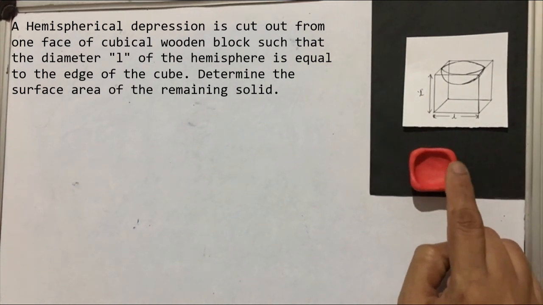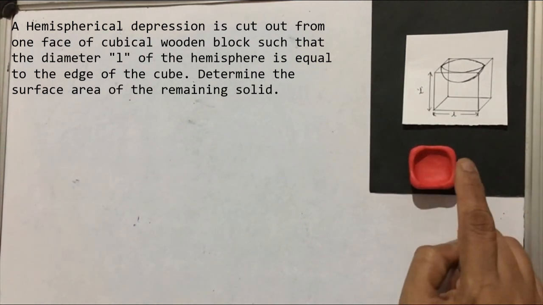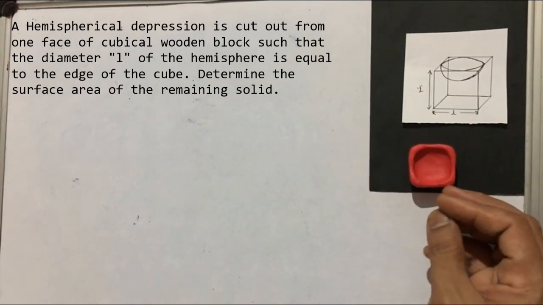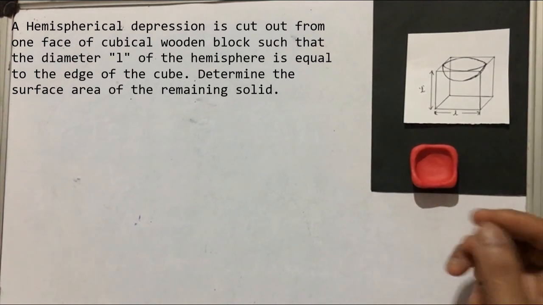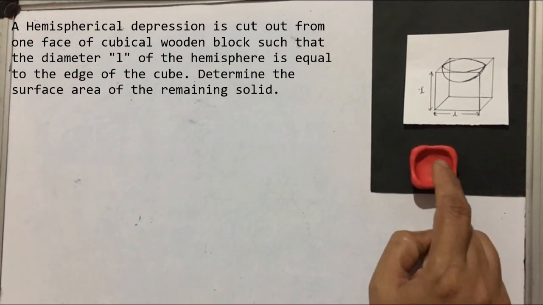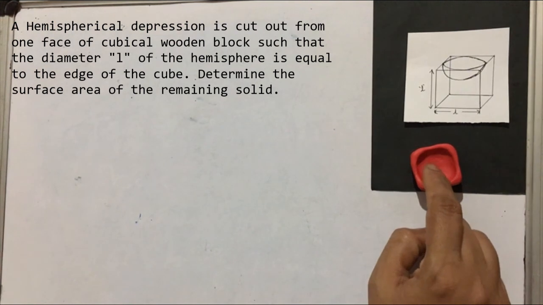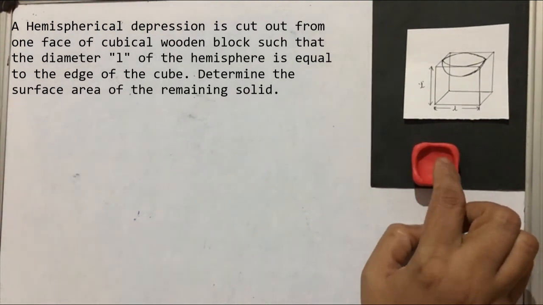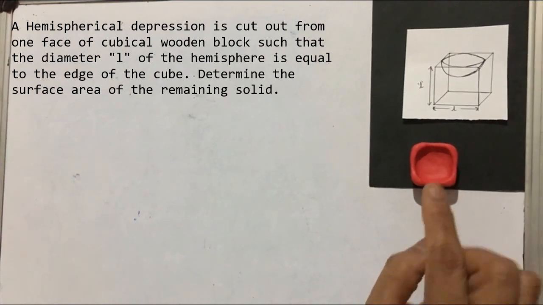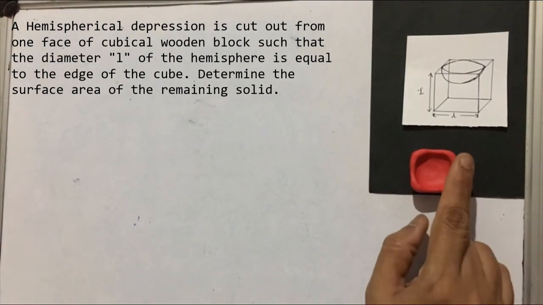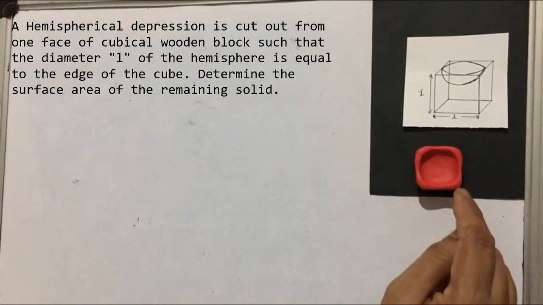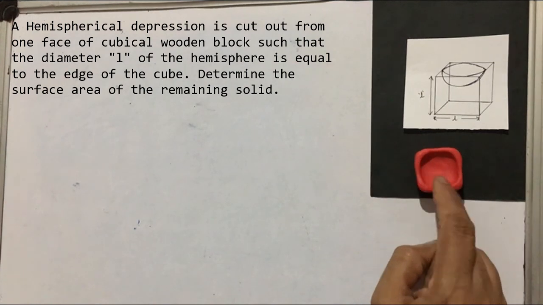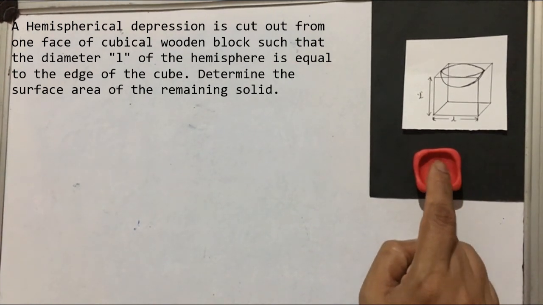It means that is nothing but the base area of the hemisphere that is missing, and here this depression is taken out, that hemispherical depression is removed, but here what is left out? The hemispherical shape is left out. So that should be added. This is nothing but the CSA of a hemisphere. So to find the surface area of the remaining solid, from the TSA of a cube, subtract the base area of the hemisphere plus the CSA of a hemisphere.